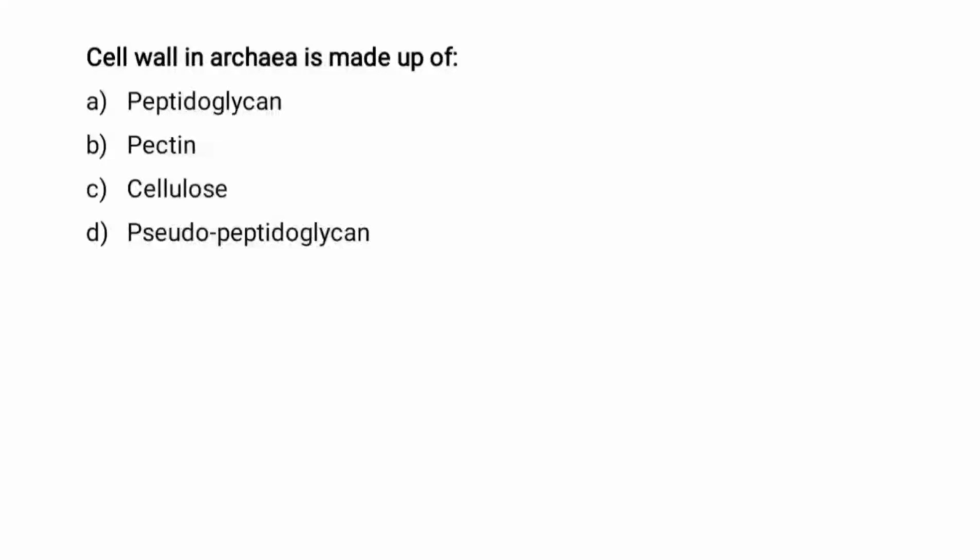Next question is, cell wall in archaea is made up of. Both the bacteria and archaea have a cell wall that protects them. The cell walls of archaebacteria are distinctive from those of eubacteria. In case of bacteria, it is composed of peptidoglycan, whereas in case of archaea, it is composed of pseudopeptidoglycan, polysaccharides, pseudomurein, glycoproteins or pure proteins. So our correct option will be option D, which is pseudopeptidoglycan.